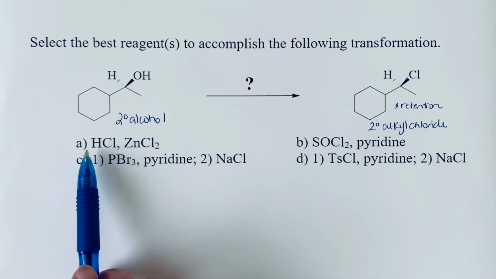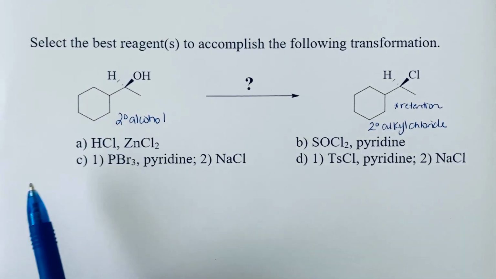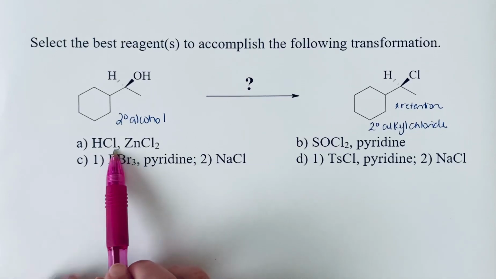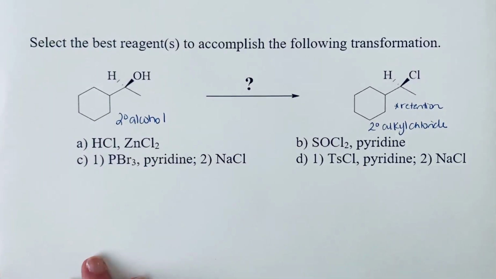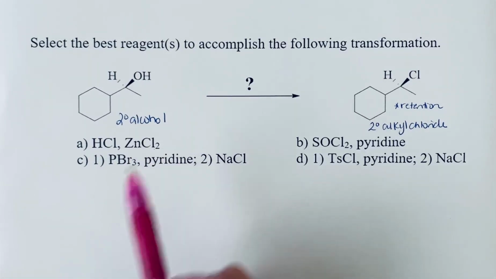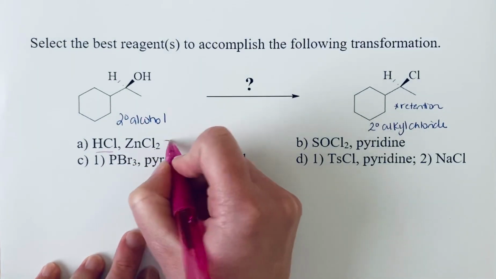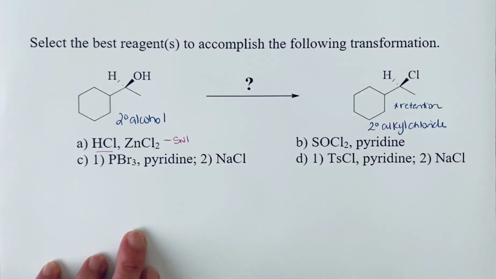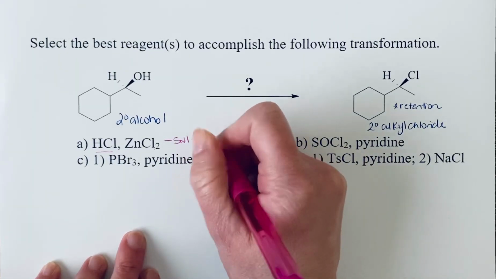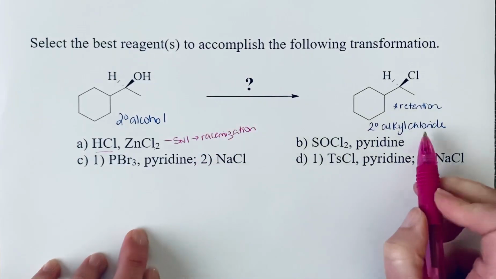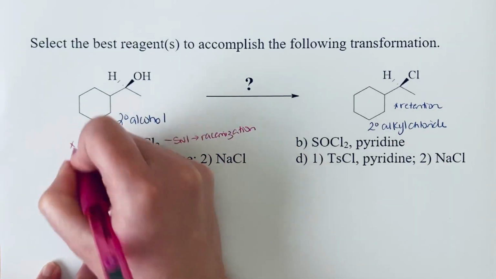So if we look at conditions A, and I don't usually go through all of the options, but this is a question where I think we're going to have to. In option A, we have a strong acid, hydrochloric acid. The chloride ion is not as good of a nucleophile, so sometimes you'll also see zinc chloride in there as well. But overall, a secondary alcohol with a strong acid would give us SN1 conditions. And SN1 conditions would lead to racemization, meaning it would give you a mixture of stereoisomers as the product. So we don't want to take that one.